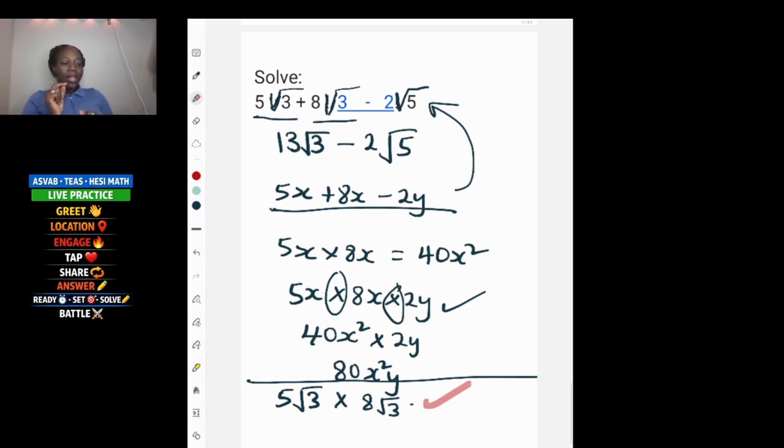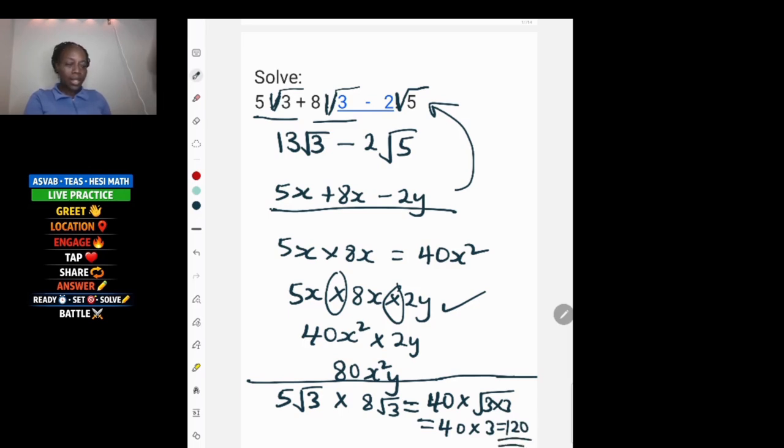That's why when you are doing multiplication that has to do with radicals, just put your mind in the way you multiply 5x and 8x together. The same thing you will do when you are multiplying radicals, whether they are alike or not, you multiply them together. Our answer is 40 multiplied by root 3 times 3, which will be 40 times 3, and that will be 120.